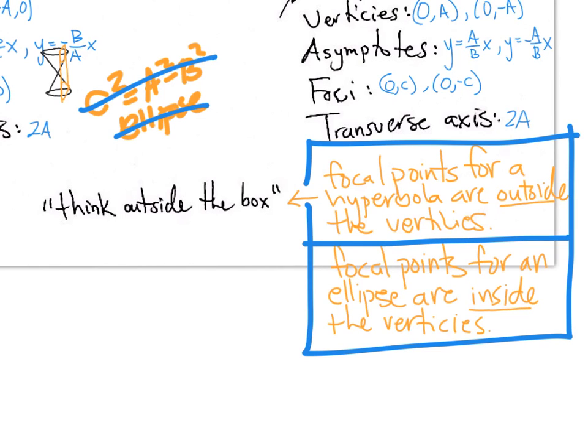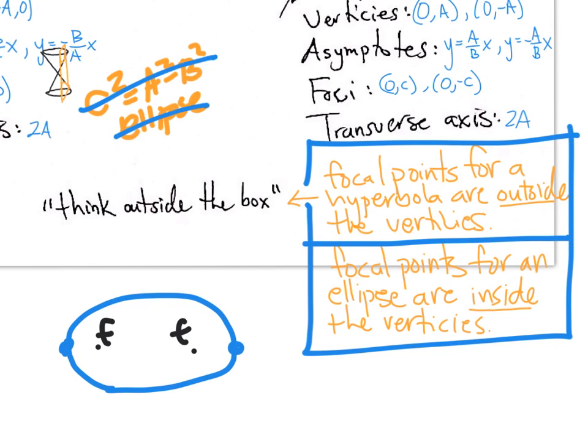If we can compare and contrast the ellipse and the hyperbola, I think it's very helpful. So the focal points of a hyperbola are outside the vertices, meaning farther from the center. Focal points for an ellipse are inside the vertices. Just for a refresher, if these are our focal points, this would be our ellipse, these would be the vertices. We'll write that F, V, and V. Good. Next page, let's practice.